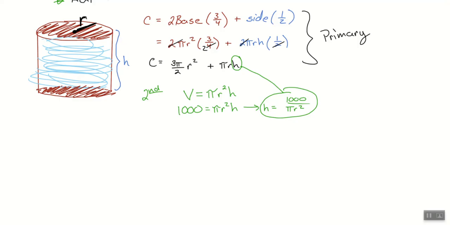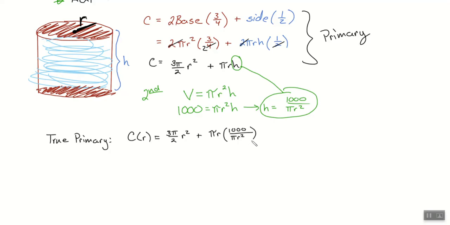Now, the whole point of that is I can now write my true primary. And instead of just writing c, what am I going to write? It's c of r. It's the only variable that I have in here anymore. So the cost with respect to the radius of our cylinder is exactly 3 pi halves r squared plus pi r, and we might do a little bit of simplifying here again, times 1,000 over pi r squared.